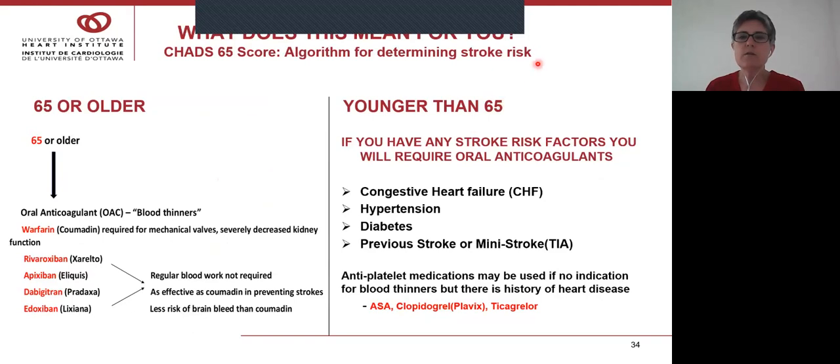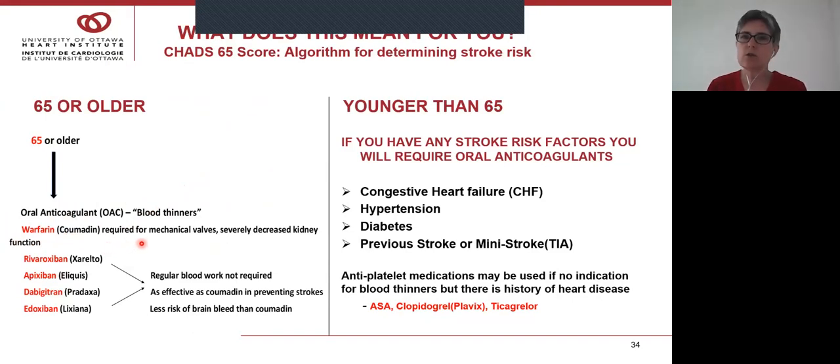So what does it mean for you? So if you're 65, almost everybody then will require what we call oral anticoagulants or blood thinners. So they don't really thin your blood, they affect the clotting. The old standby for many, many years was warfarin or Coumadin.